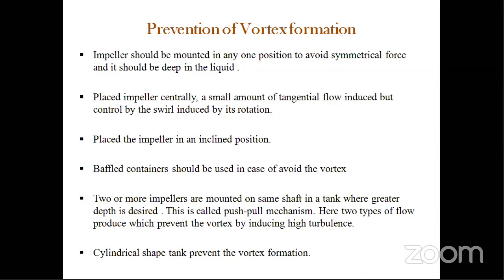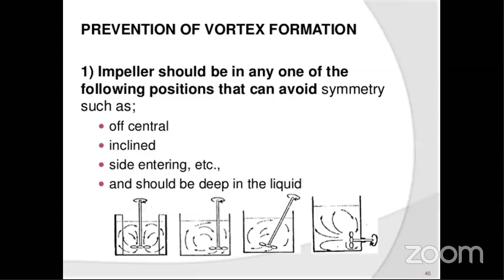And there are some other positions also, and in these positions we can maintain the liquid mixing process. In this way, we can also prevent vortex formation. So what are the positions we have to maintain? First one is the off-central position with a baffled tank. If your tank is baffled and your shaft is placed in the central position, that way you can prevent vortex formation. If your tank is not baffled, or is an unbaffled container, you can place the shaft or impeller in an inclined, side-entering position.